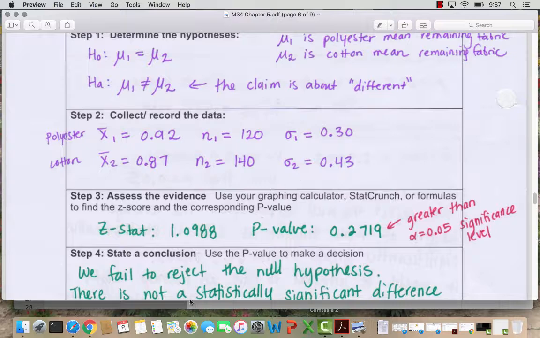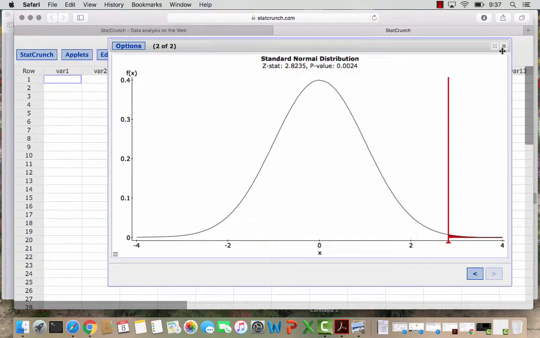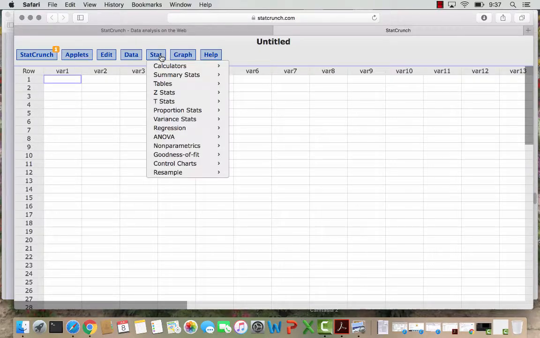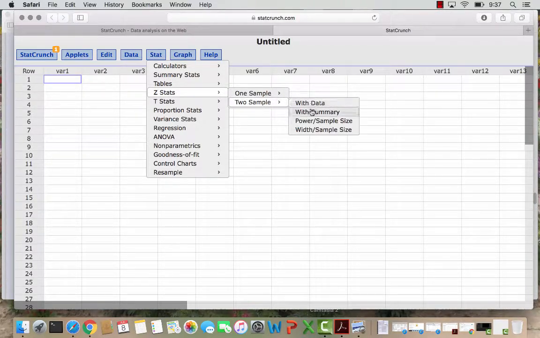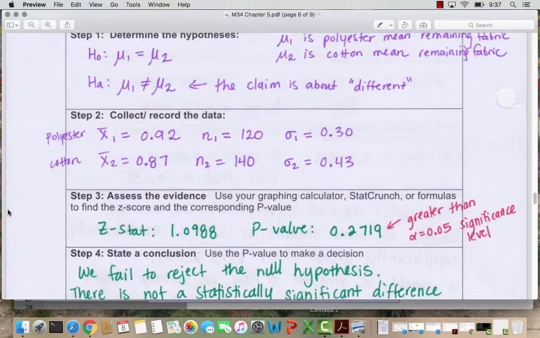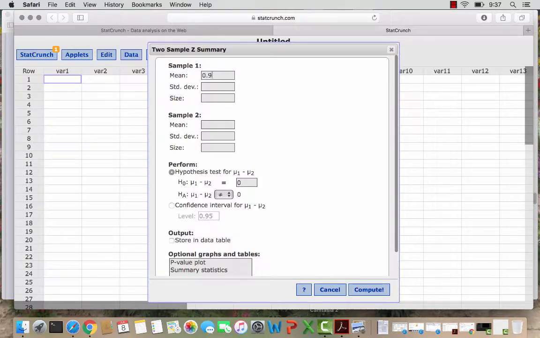So let's head over to StatCrunch and run this hypothesis test. So we'll exit out of our previous hypothesis test. We go to Stat. We choose Z Stats again because we have information about the population standard deviation. And now we're going to choose Two Sample with Summary because we've got the summary data. So we look back, sample mean 1 was 0.92. The sample 1 standard deviation was 0.30, and there were 120 values in sample 1.